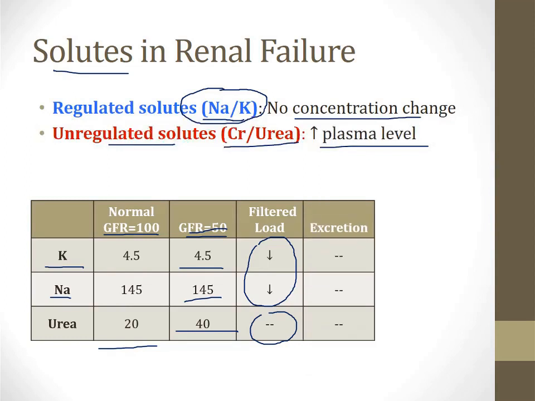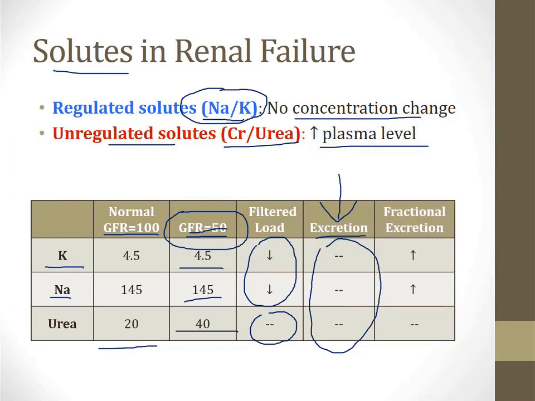Here's the tricky part though. The daily excretion rate of potassium, sodium, and urea is always the same. It has to equal the intake. You must excrete all the potassium and sodium in your diet, and you must excrete the urea produced by metabolism. So even though the GFR has fallen by half, the excretion rate has not changed. That's a very tricky concept. Make sure you understand that.